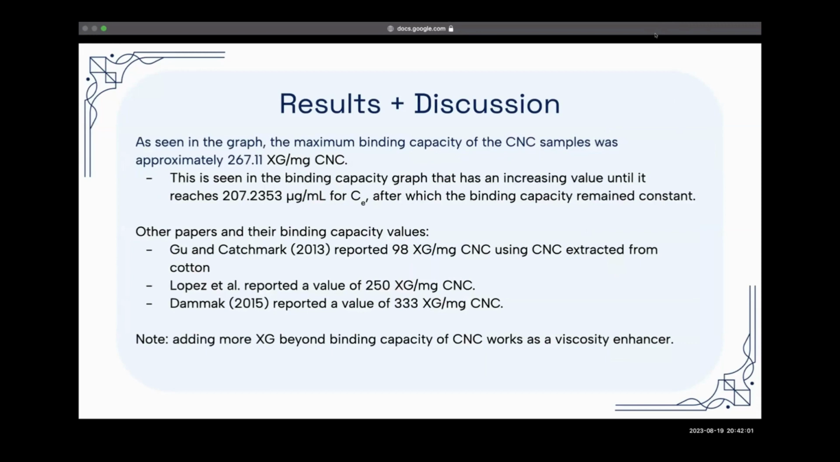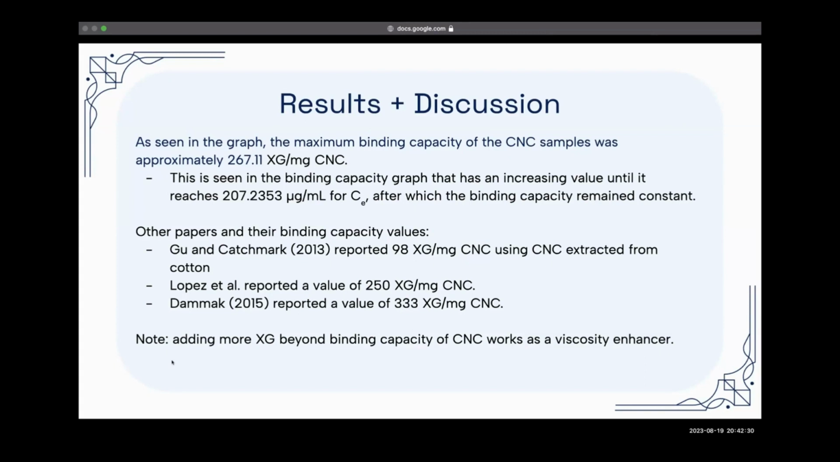Other papers also had a binding capacity of 98 or 250 or 333, and they have differing numbers because it depends on the xyloglucan and the CNC, where they extracted it from. For example, the Gu and Catchmark paper reported 98, but they used CNC that was extracted from cotton. Our xyloglucan was from tamarind, so it's all dependent on the source.